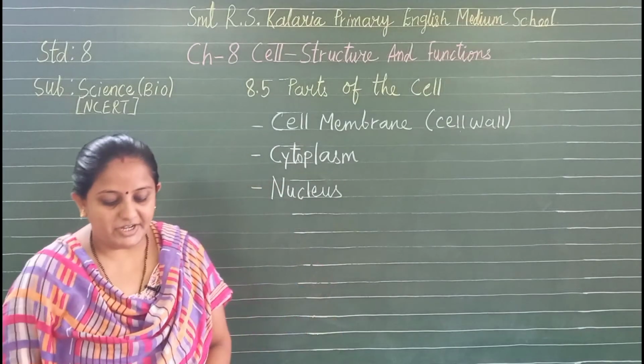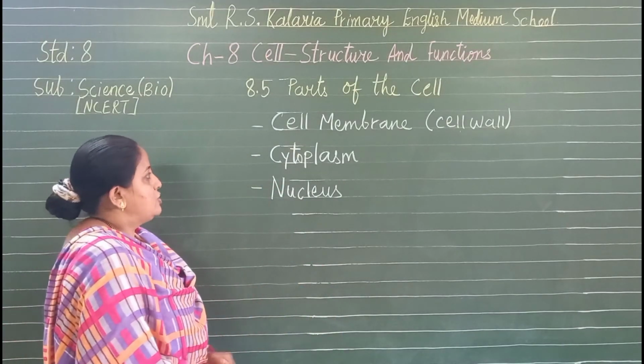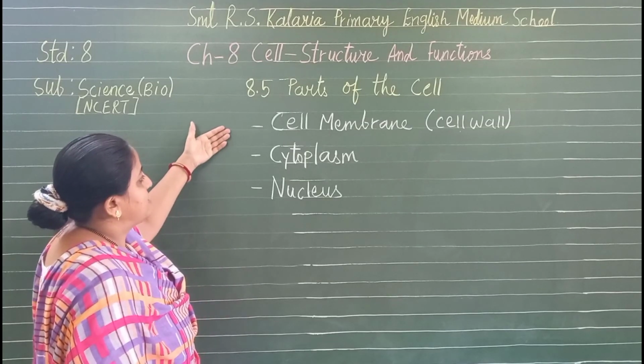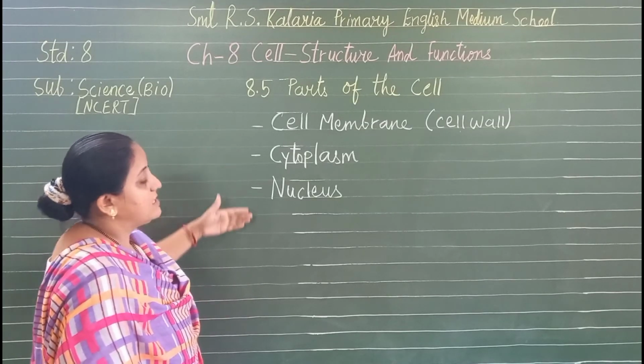Now let us understand 8.5, parts of the cell. So these are the basic parts of a cell, that is the cell membrane, cytoplasm and nucleus.